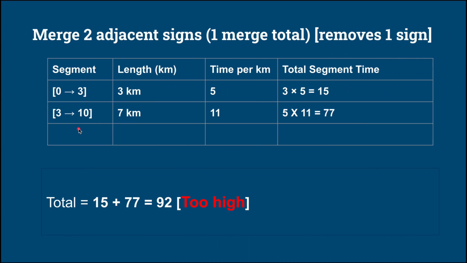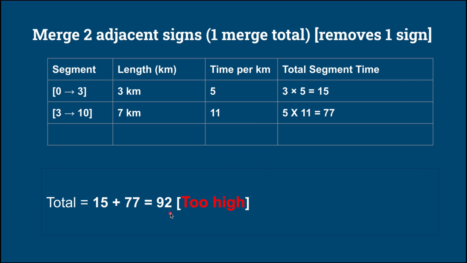So after the merge, how will it look? 0 to 3 and 3 to 10, right? Because 3 to 8 we have merged, right? And so now it's 3 kilometers and 7 kilometers, let's suppose. And time is also merged, right? So we'll do 5 and 11. So total is what? 3 into 5 is 15, 7 into 11 is 77. You add them, 15 plus 77, and you get 92.